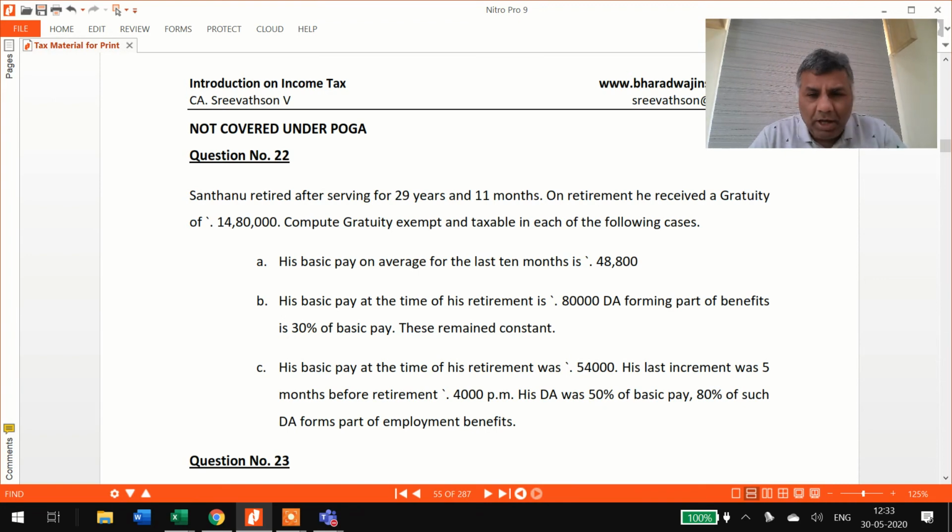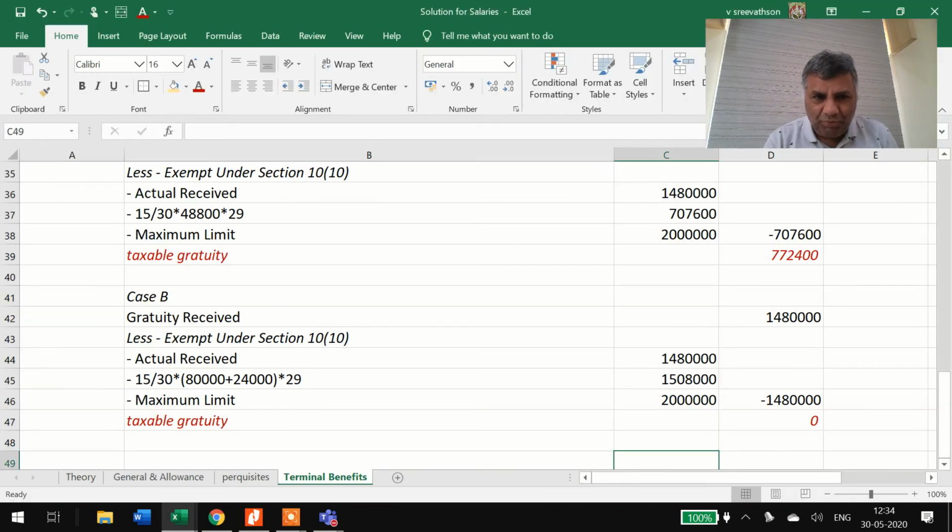How many months' salary will we take for average salary? So 10 months preceding the day, we need 10 months. His basic pay for the last 5 months is 54,000 per month, and before that his basic pay would have been only 50,000. Right? Thanks, friend.